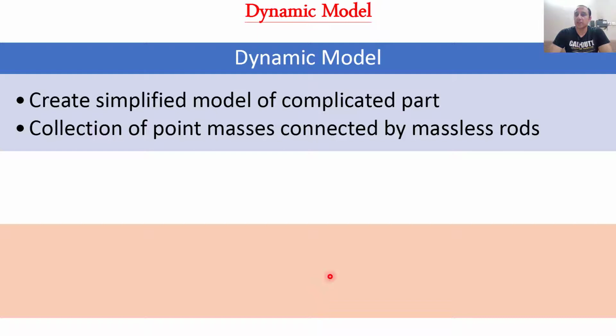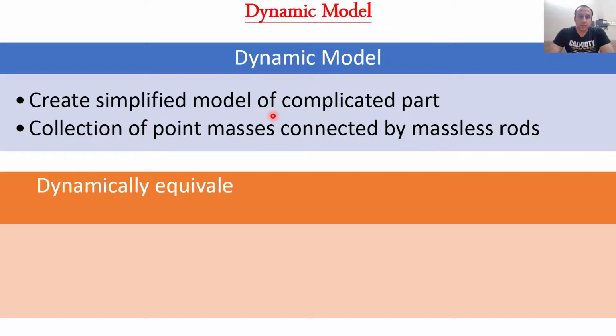So the actual shape or actual part is replaced by a system which just has a point mass, and that point mass is connected with massless rods. We will discuss this dynamic model in detail in the coming slides. If you have any confusion so far in understanding what a dynamic model is, your questions will be cleared in the coming slides.